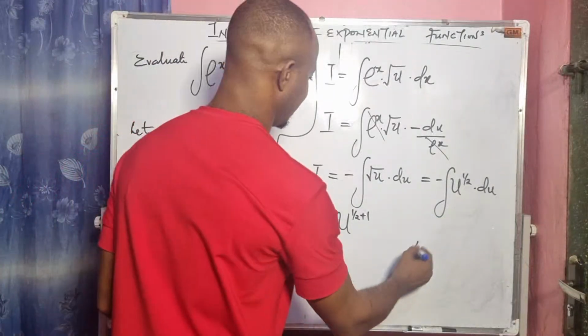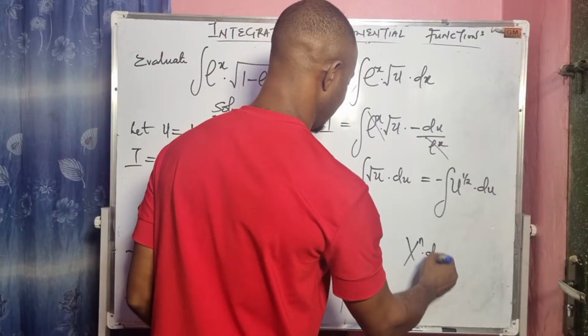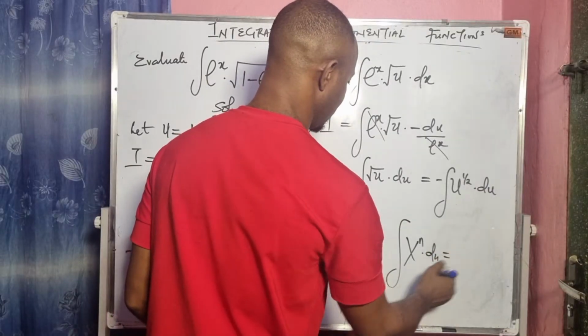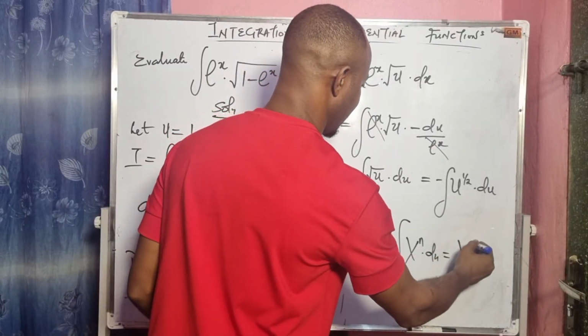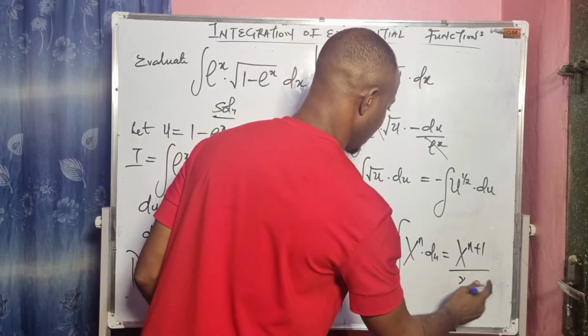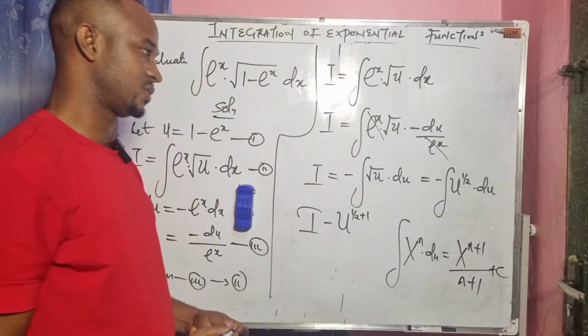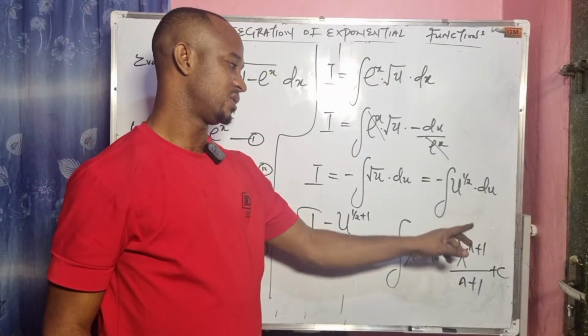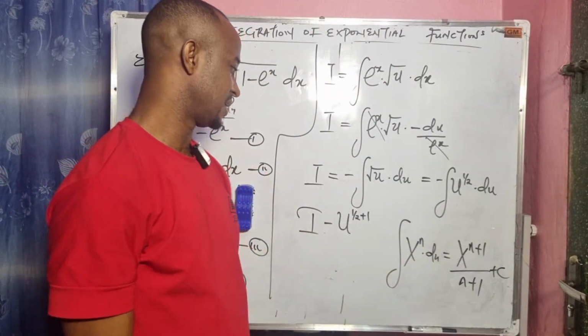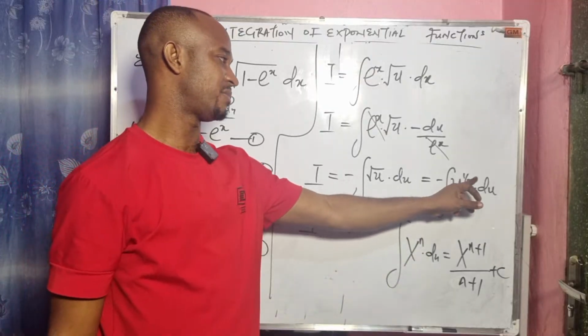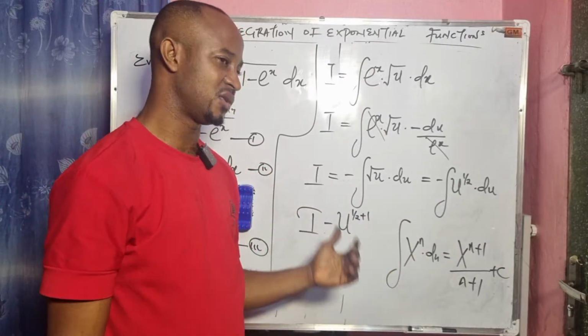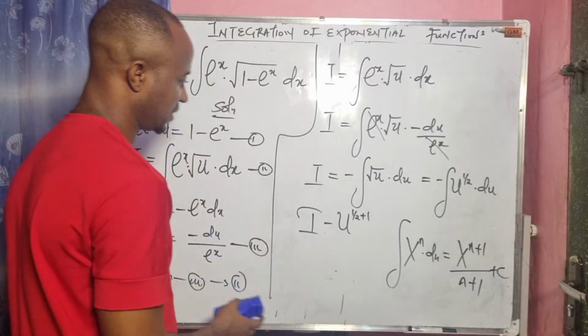The power rule says if I have x to the power of n dx, this will give us x to the power of n plus 1 over n plus 1, then plus c. Is that clear? So I will use the power rule to integrate this expression here. The power rule says I will add 1 to this power and divide by the resulting power.